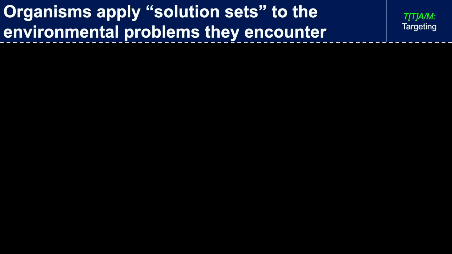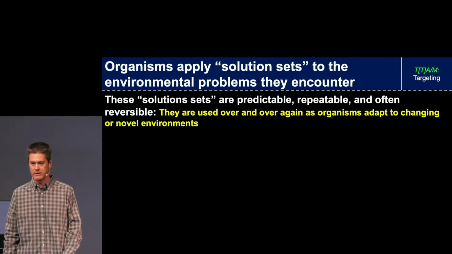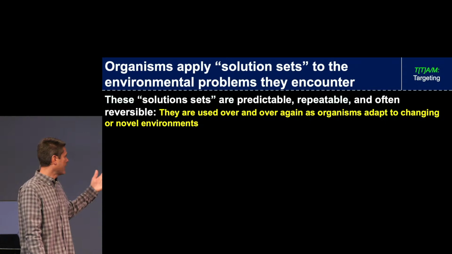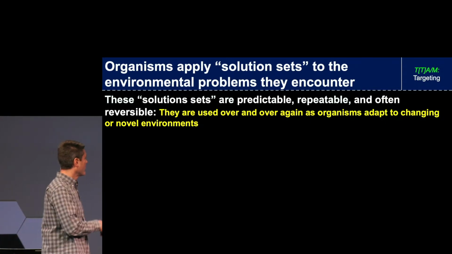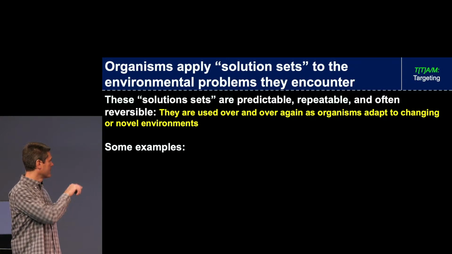But I also want to talk about something that's even more interesting, and that is it appears that organisms have what you would call solution sets to problems they encounter. So these solution sets are predictable, they're repeatable, and they're often reversible, and they're used over and over and over again as the same organism adapts to changing and novel environments. So let me give you some examples.